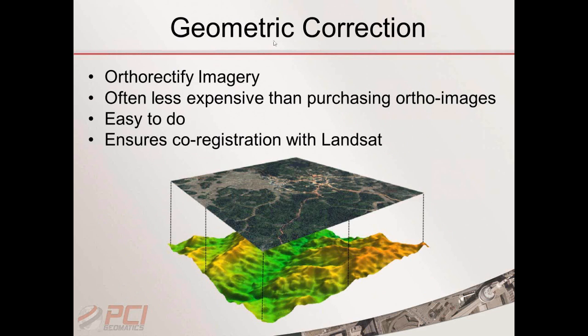So as you can see, a very important component is to orthorectify our image. Orthorectification using Geomatica is very valuable because, one, it is often less expensive than purchasing ortho images from the vendor. It's very easy to do with our automatic GCP collection techniques. And we already have our Landsat image, which we're using as a reference. By orthorectifying it ourselves, we're ensuring co-registration with our Landsat image. If you get it provided by the vendor, there's no guarantee it's going to line up with your Landsat image.